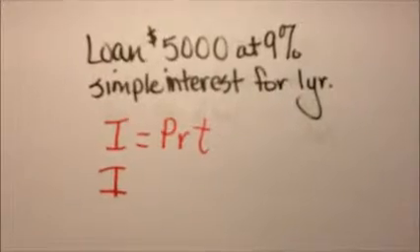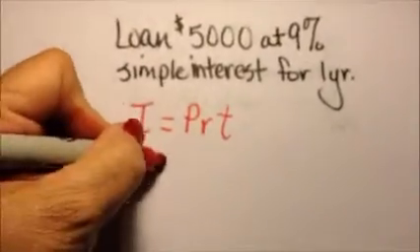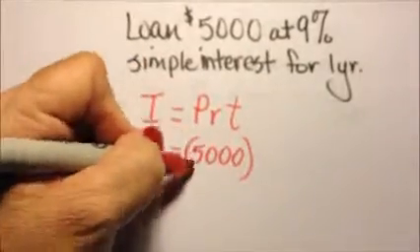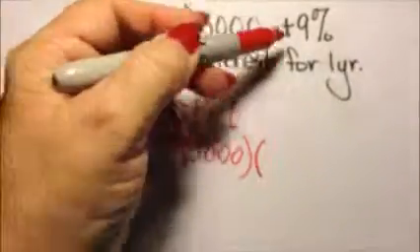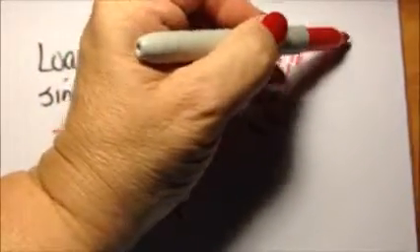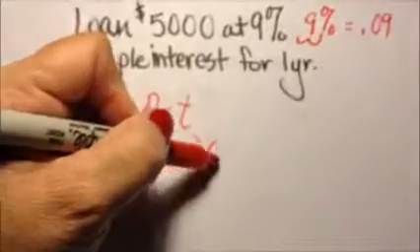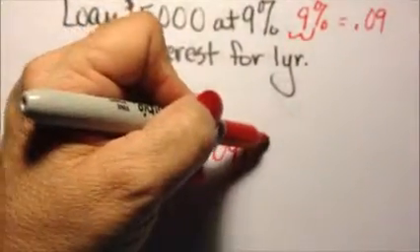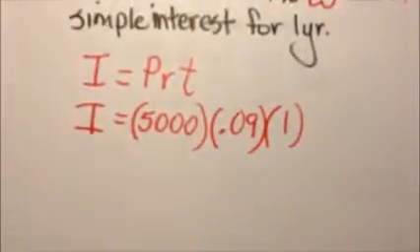So the first thing I have to do is find the interest. So the principal is $5,000. And I'm going to multiply it times the rate as a decimal. So remember that 9%, move 2 to the left to make a decimal. So that's 0.09. And then 1 year. Okay, it's time in years.